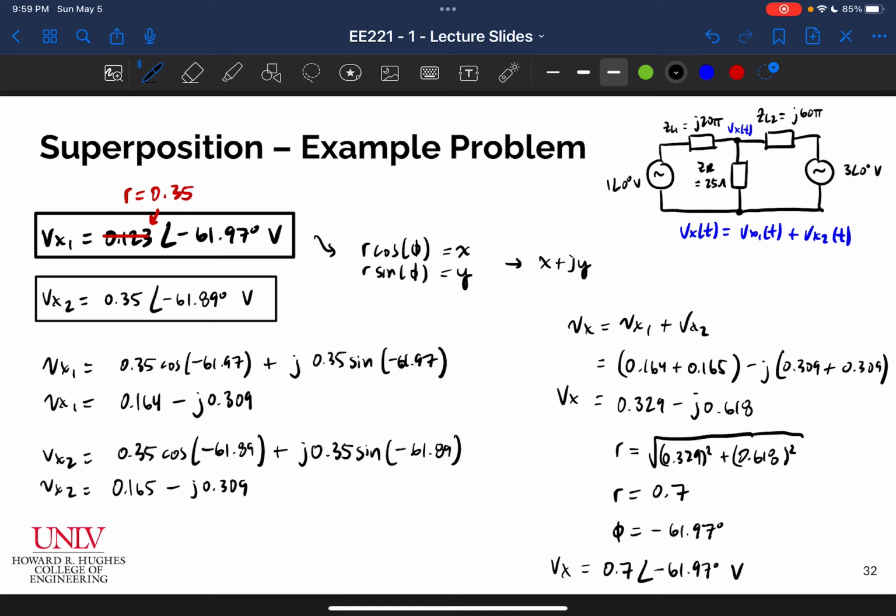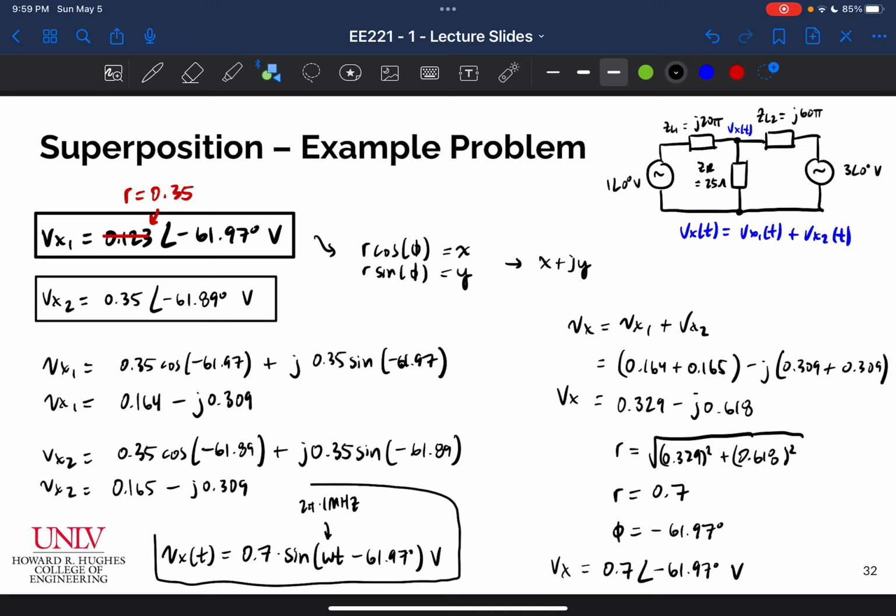All right, if I wanted to write this in the time domain, should be fairly straightforward at this point. I'm just going to write Vx of t is going to be equal to 0.7 times the sine of omega t, where my omega in this case would have been 2 pi times 1 megahertz, right? Minus 61.97 degrees volts. And that is the end of the superposition problem.